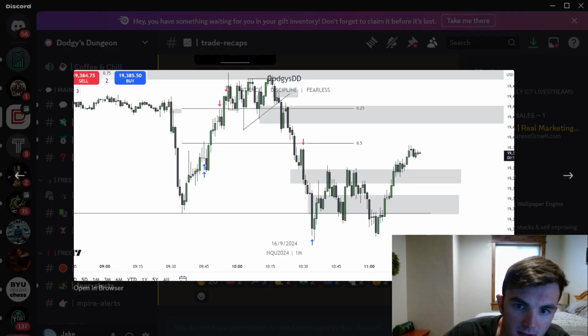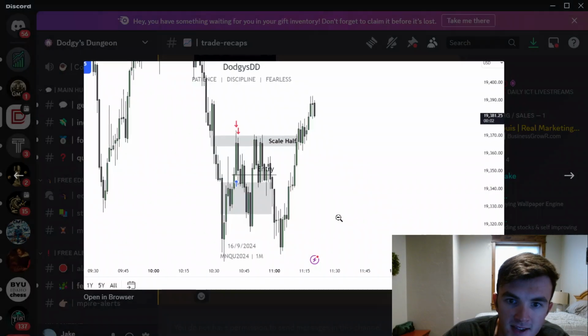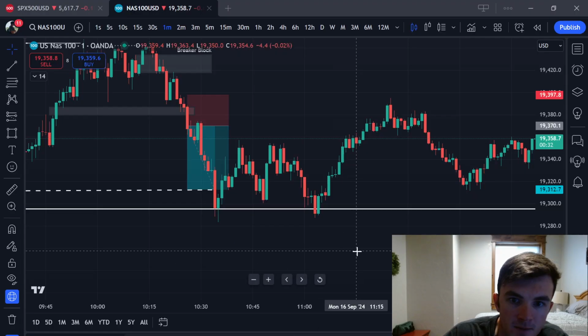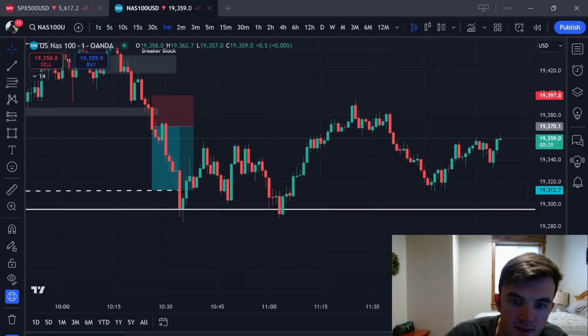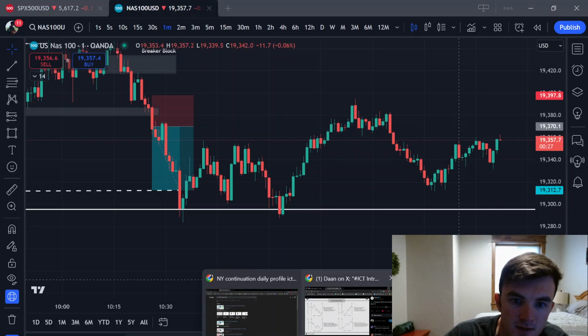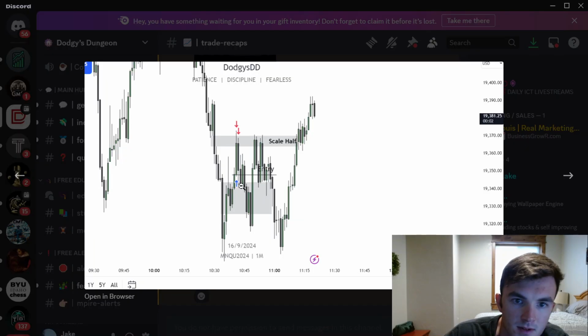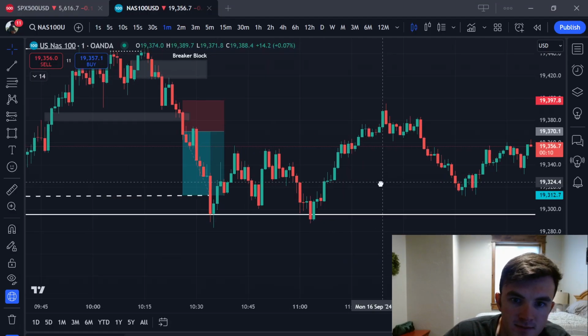So, very cool. And then lastly, he has this trade where we have this gap that inverses, and then he scales half at this 1 minute fair value gap, and then I'm guessing he gets stopped to break even. So, not a bad trade.